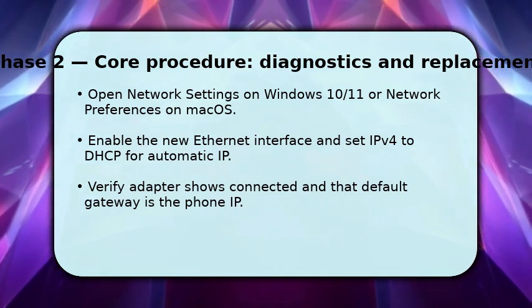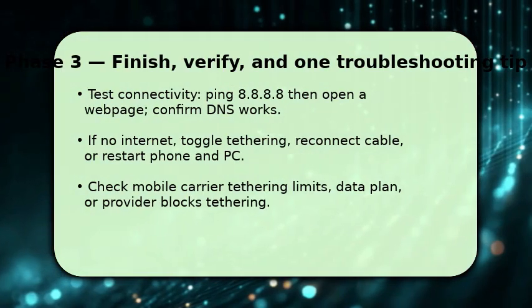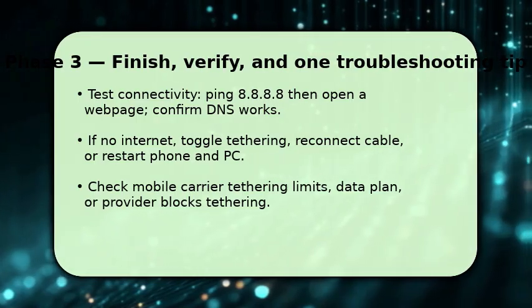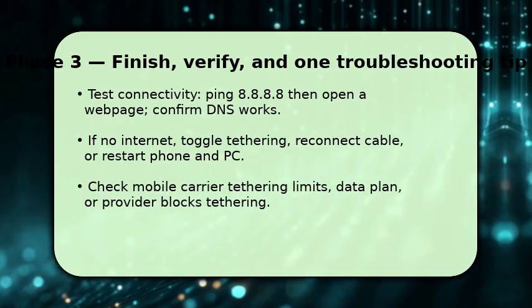Finish by validating the link. Ping a public IP like 8.8.8.8, then open a web page to confirm DNS resolution because routing can work while DNS fails.